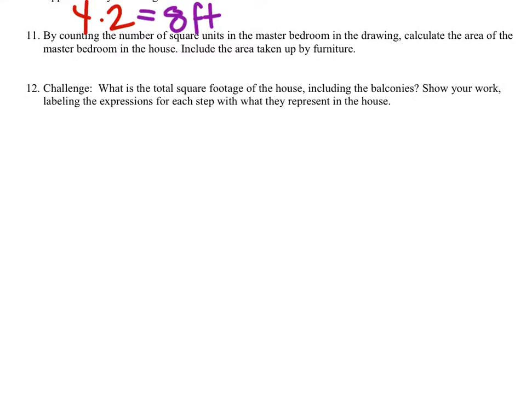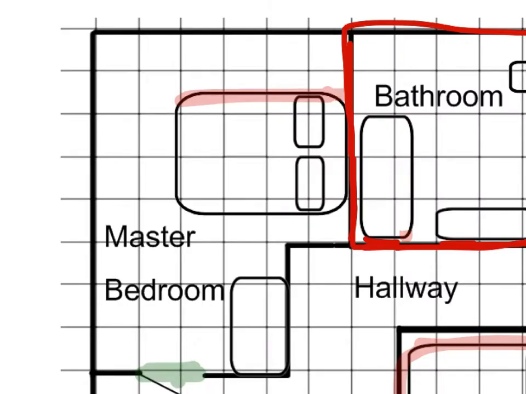By counting the number of square units in the master bedroom in the drawing, calculate the area of the master bedroom in the house. Include the area taken up by furniture. Okay. All right, the master bedroom, if we look at the squares, we got 1, 2, 3, 4, 5, 6. 1, 2, 3, 4, 5. So 6 by 5 would have given us 30 squares up in this area.